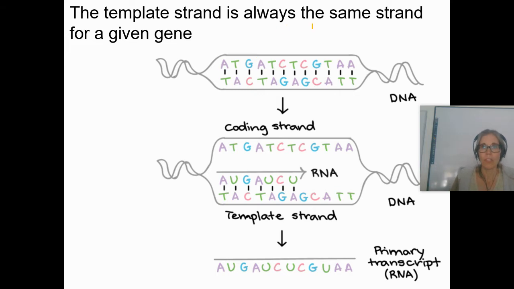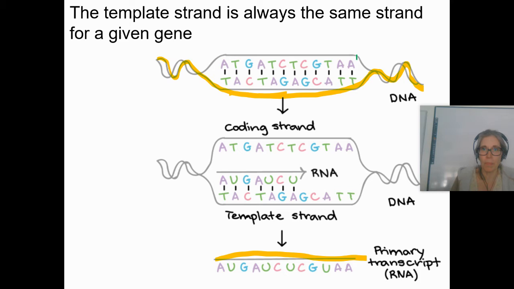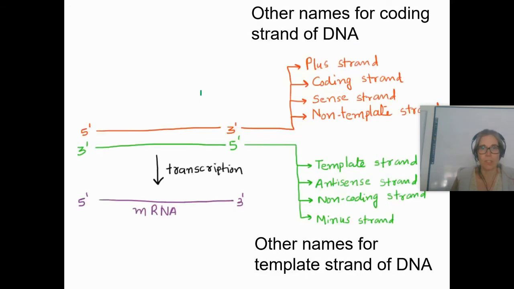So the template strand is the same for a given gene. So let's see if I get this right. Let's say the one in dark yellow that I'm using here is the template for this particular RNA that's made, but it won't be the template for some other gene. There'll be some other gene somewhere else that maybe uses the other side. Right? So the template strand is always the same strand for one particular given gene. It doesn't hop back and forth.